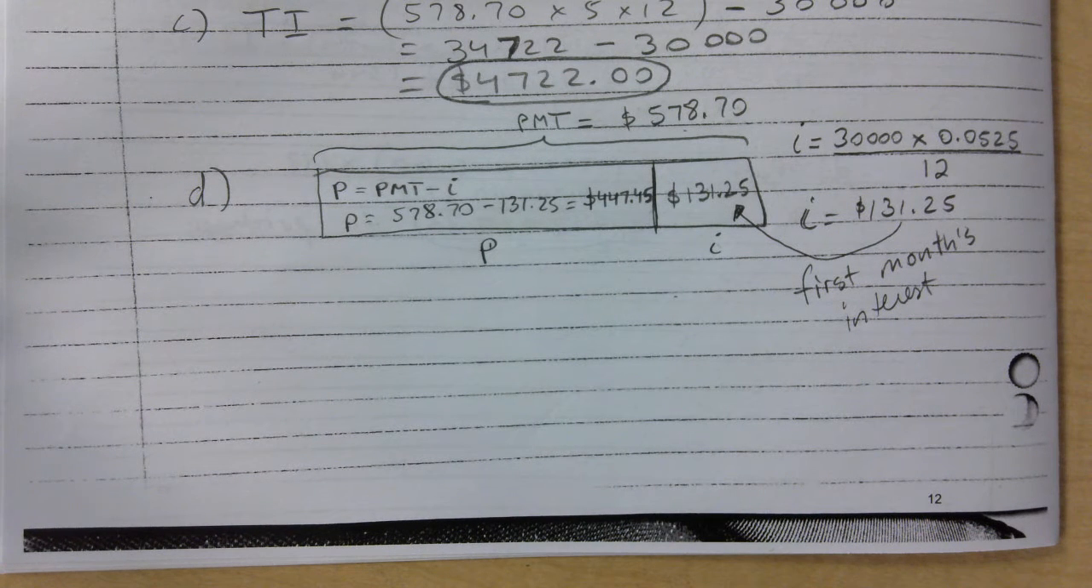Are we good now? Yeah? Okay. Don't hang up right now, okay? Stay with me. I'm going to talk about amortization tables real quick.